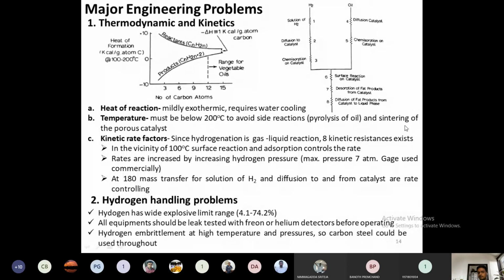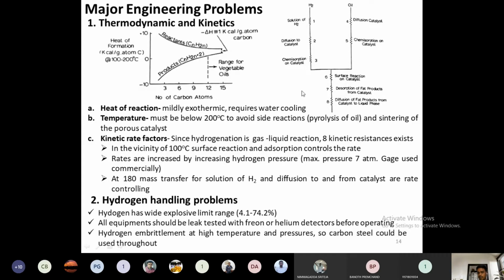The next one is sintering of the porous catalyst. The pores will be destroyed and the surface area will be reduced. That is nothing but a sintering process. In order to avoid this sintering process and pyrolysis of oil, the hydrogenation needs to be carried out below 200 degrees centigrade. Then the next one is the kinetic rate factors.